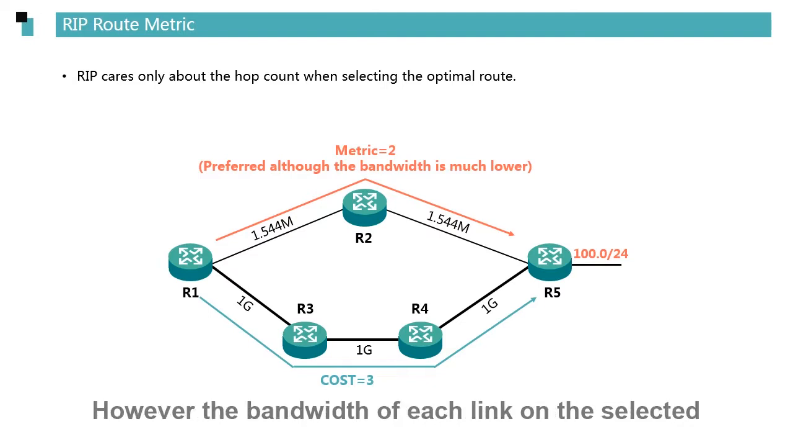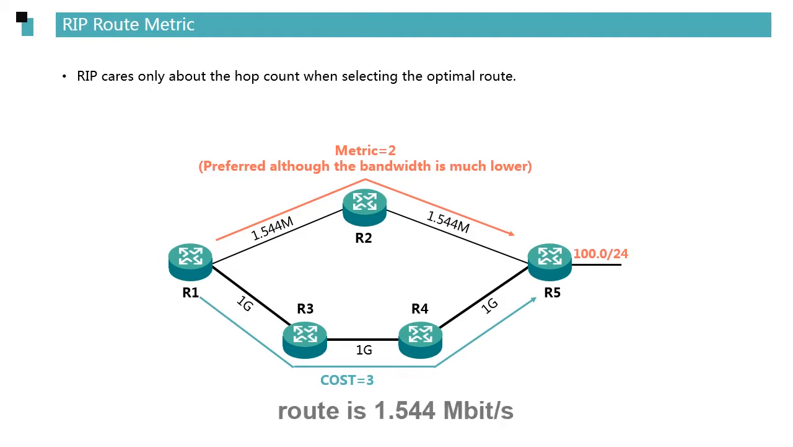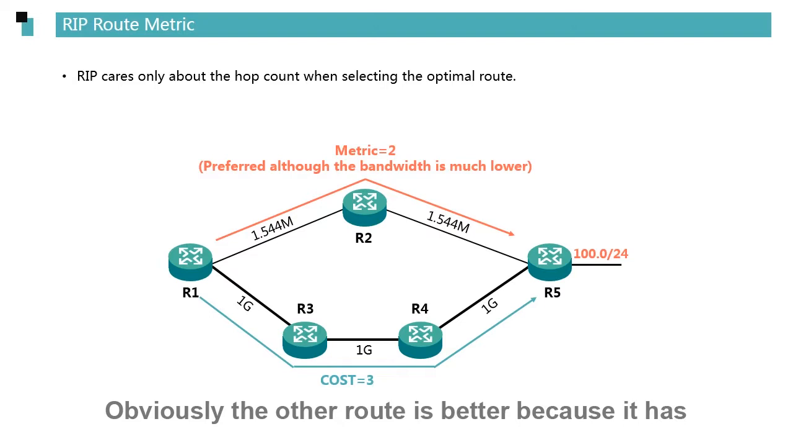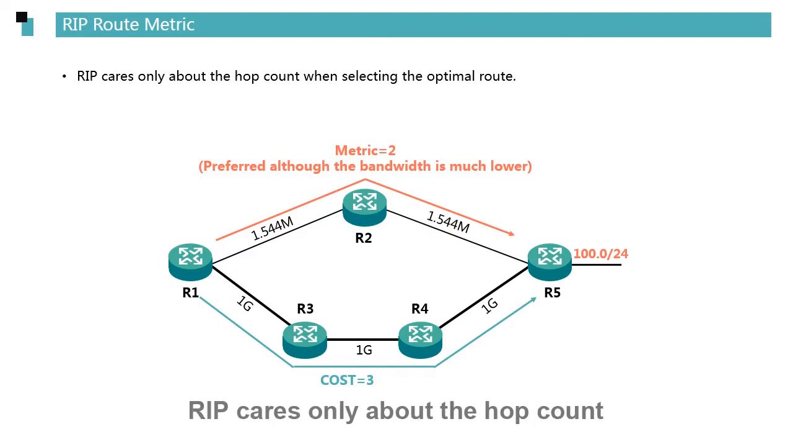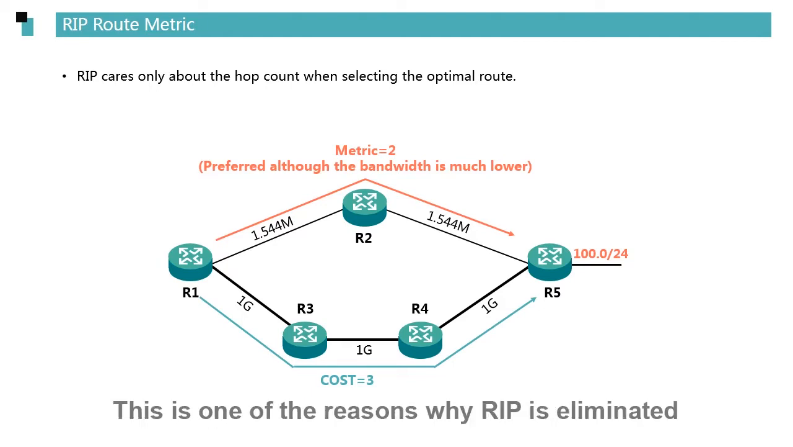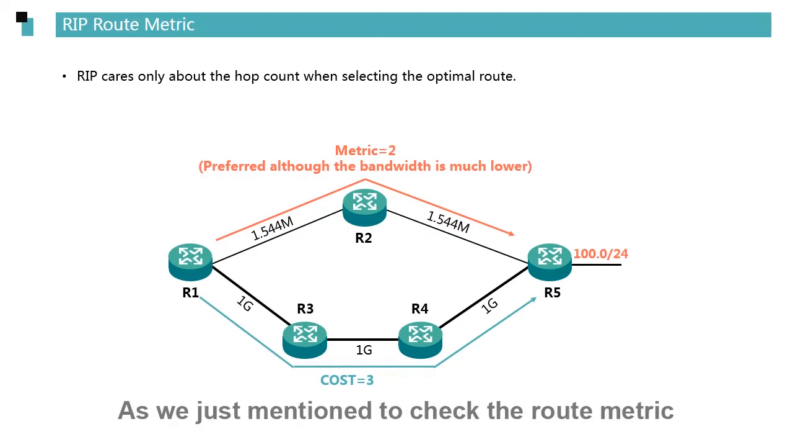However, the bandwidth of each link on the selected route is 1.544 megabits per second, whereas the bandwidth of each link on the other route is 1 gigabit per second. Obviously, the other route is better because it has a smaller possibility of congestion. Despite this fact, RIP cares only about the hop count when selecting the optimal route. This is one of the reasons why RIP is eliminated.